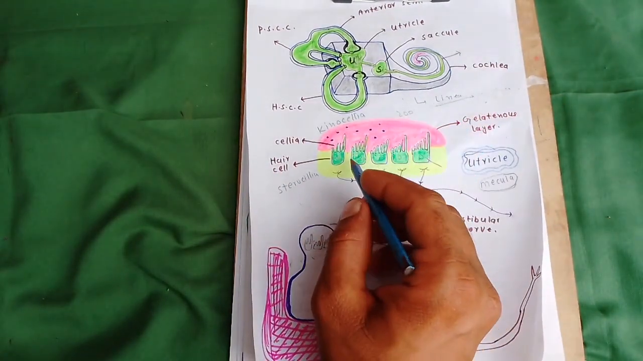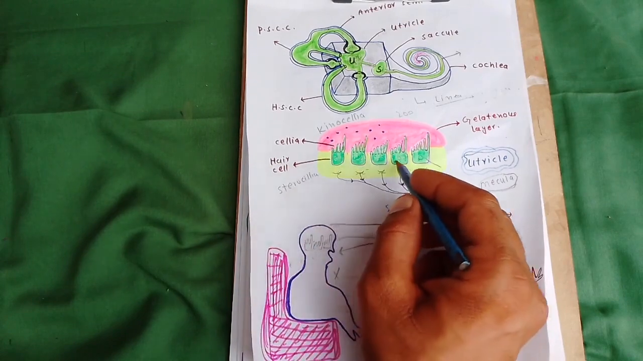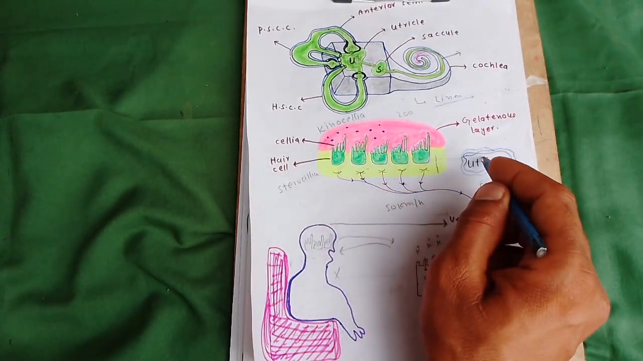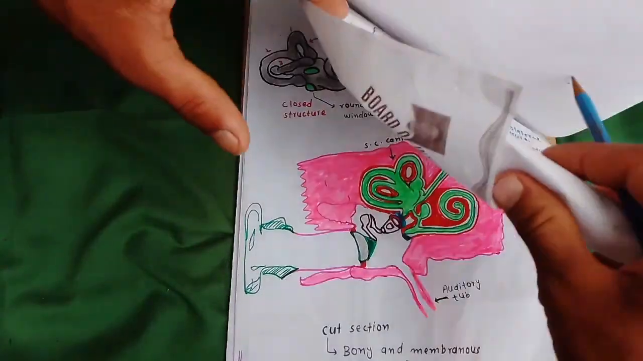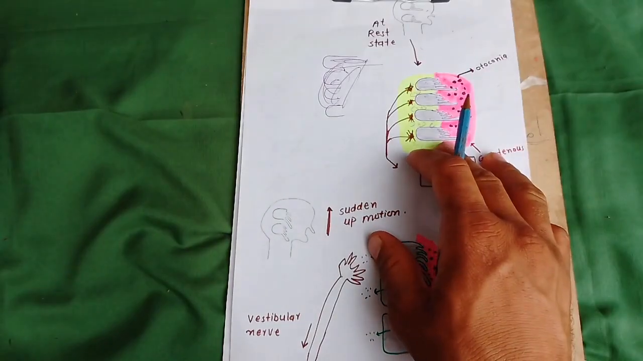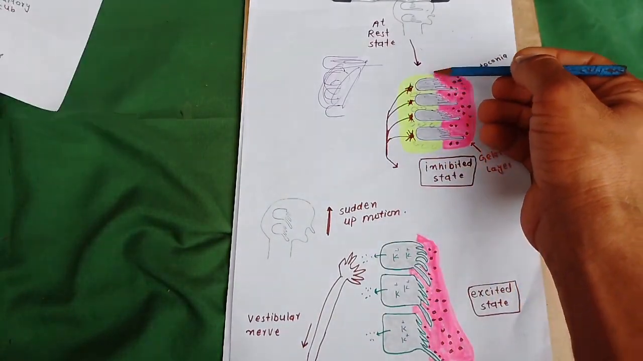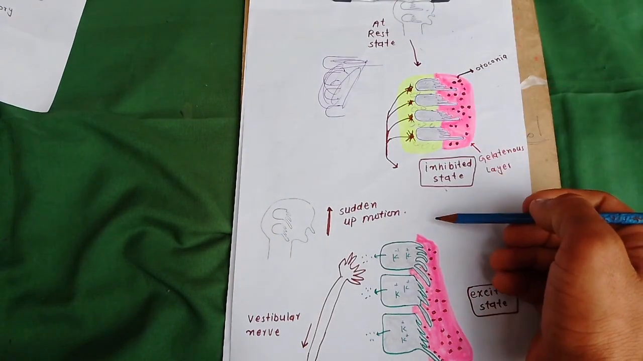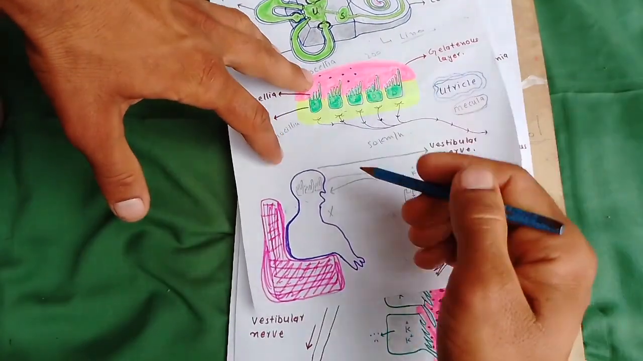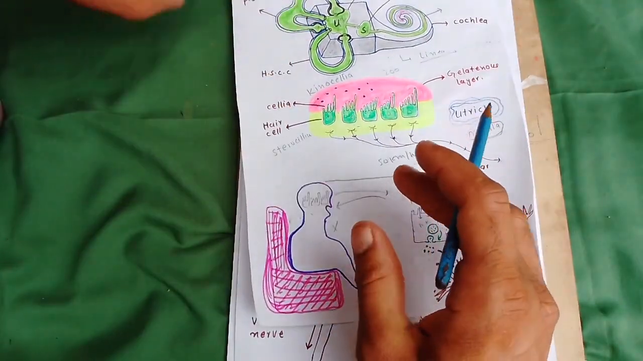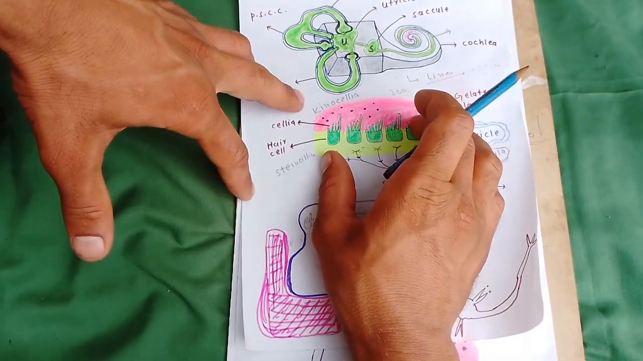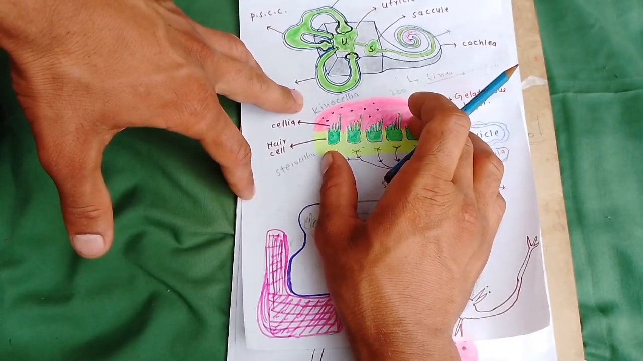In the utricle, the hair cells are present in a horizontal plane, but in the saccule, the hair cells are present in a vertical plane. Now look at this, how it maintains the equilibrium of the body. I will discuss this here.